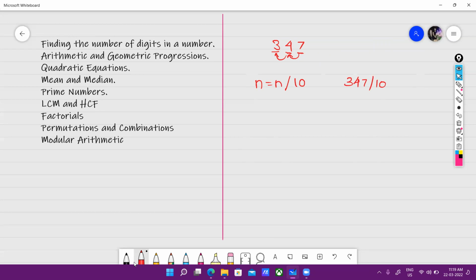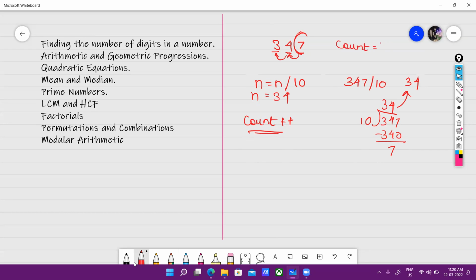Divide gives only the quotient, so we all know the answer will be 34. Now n will become 34. At that time, 7 has been removed, so we are incrementing the count. Now count will be 1. It was 0, now it is 1.